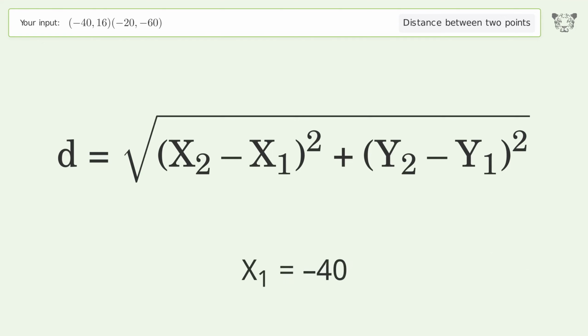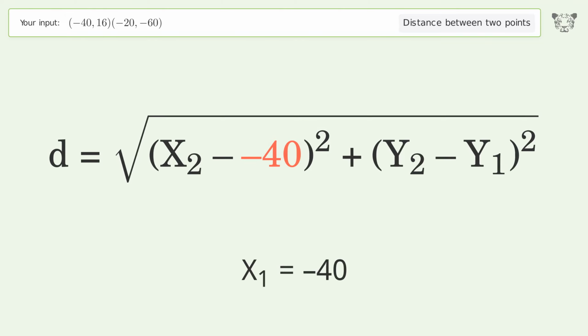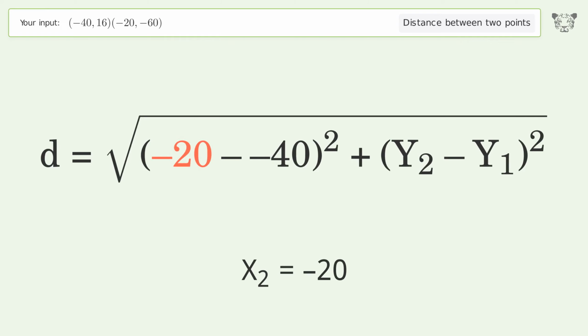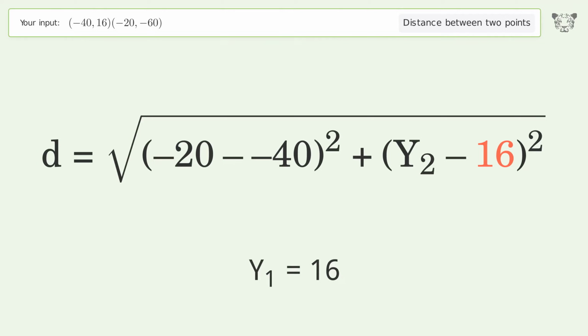x1 equals -40. x2 equals -20. y1 equals 16. y2 equals -60.